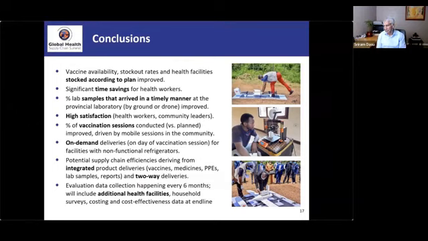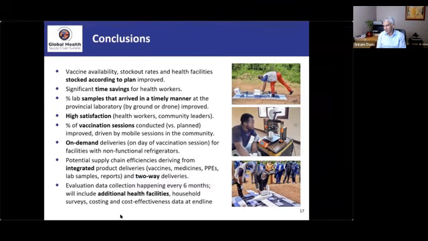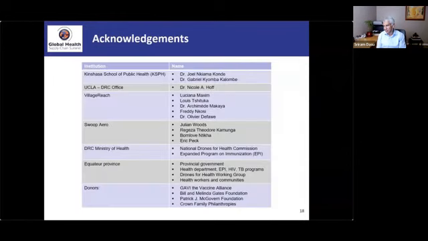Potential supply chain efficiencies deriving from integrated product and two-way deliveries, evaluation data collection happening every 6 months, and this will include additional health facilities, household surveys, costing and cost effectiveness data at end line.